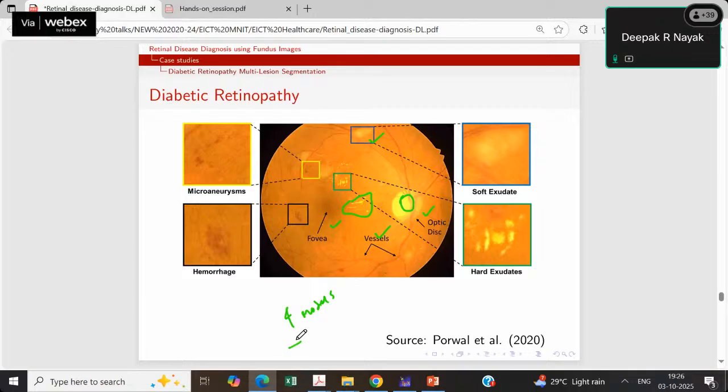But the major challenge is, can we have a single model to simultaneously detect all these regions, which is really a difficult task. The current trend is towards designing a single model. Ultimately, we must have a single model which can be deployed and which has the capability to identify, or highlight, all these regions.